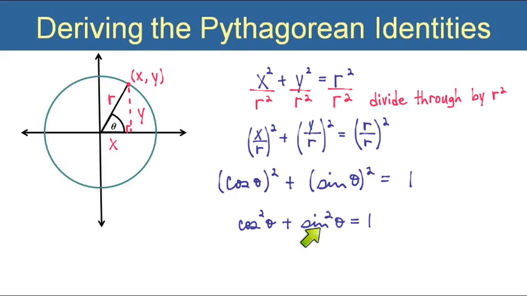Now, we don't normally see the terms in this order. It's customary for sine to come first, so we just rearrange the terms. But there's our first identity.